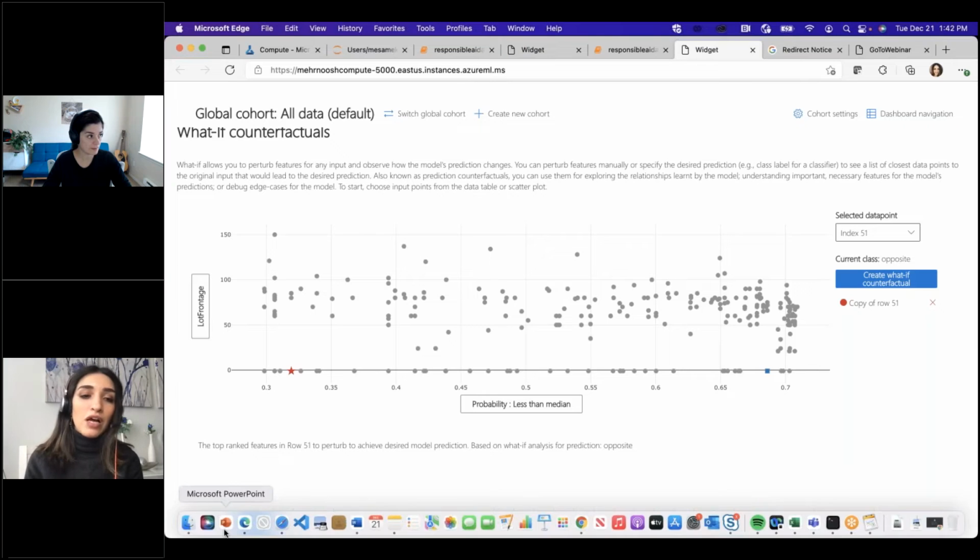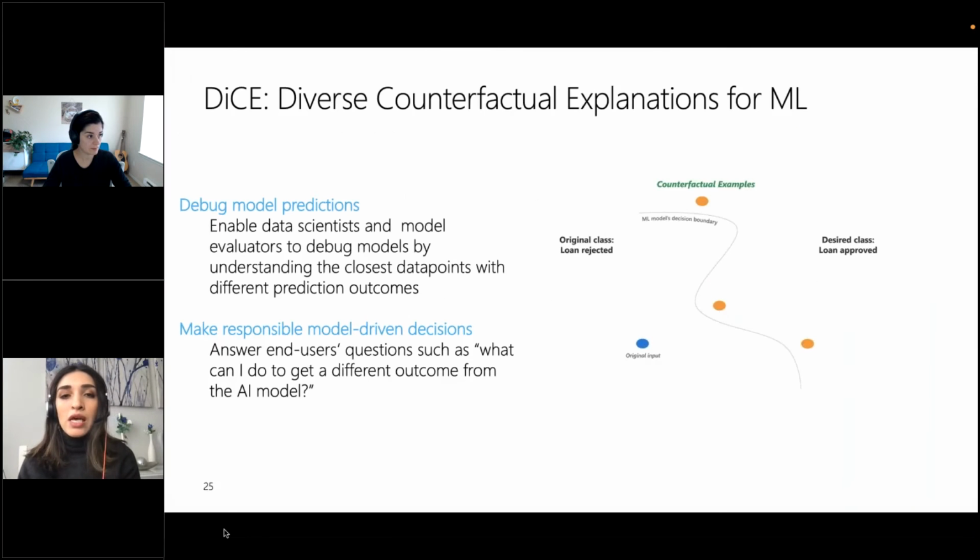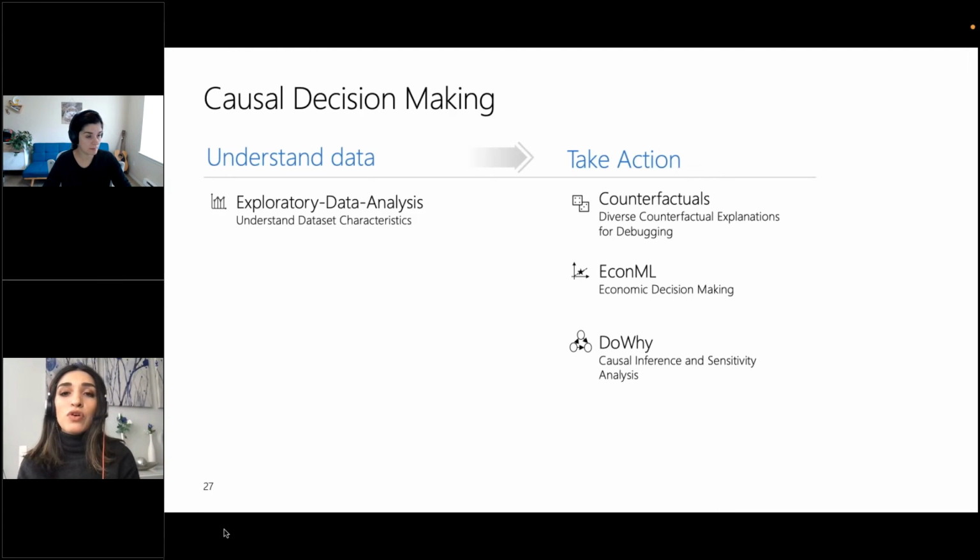So far, we've talked about how you learn more about your models, but sometimes you want to also inform your customers or inform your business stakeholders. And I talked a little bit about that with counterfactuals, because that can answer a lot of questions of what can I do to get a different outcome from your model next time?